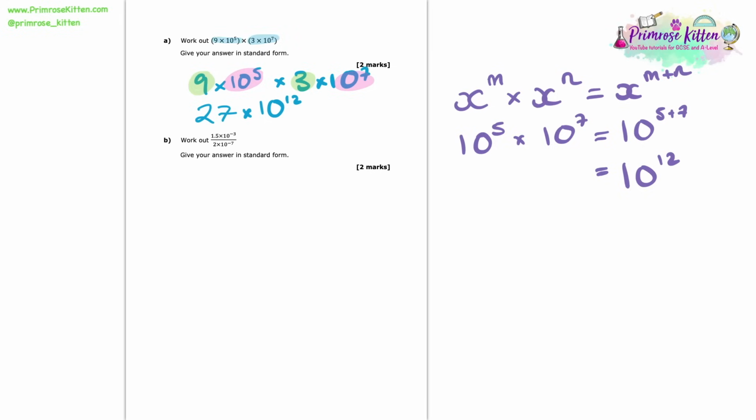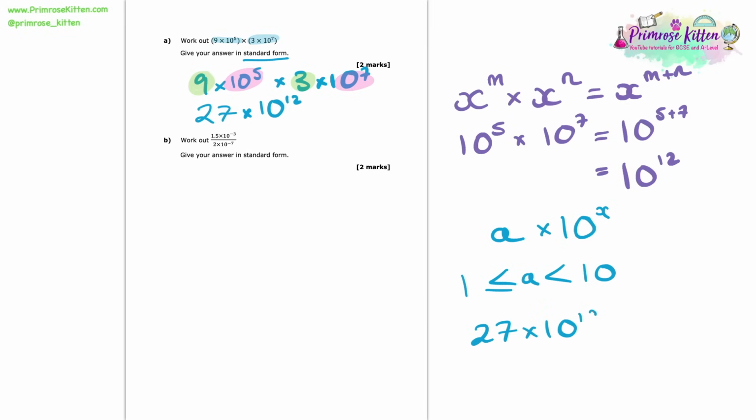Now that's good, but that isn't all of our marks. That's going to just get us 1 mark. Because when we want an answer in standard form, we have to remember that means we need it in the form of a times 10 to the x, where a has to be bigger than or equal to 1 and less than 10. So for that reason, we've got this 27 times 10 to the 12.